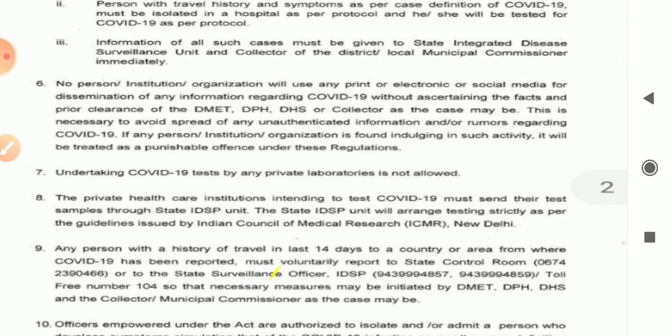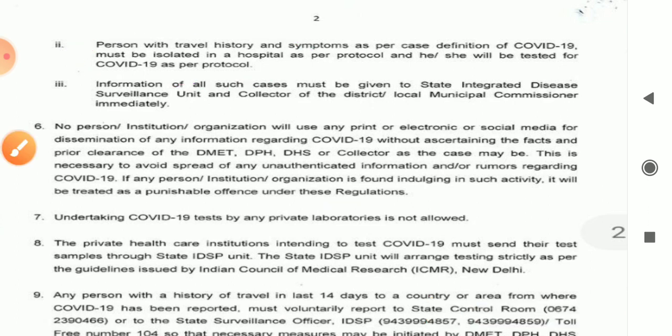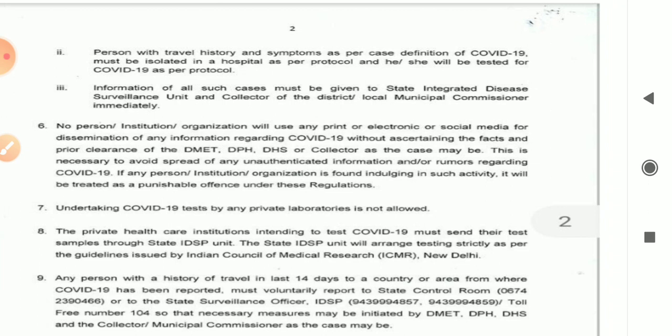In the next guideline, persons with travel history and symptoms as per the case definition of COVID-19 must be isolated in a hospital as per protocol. He or she will be tested for COVID-19 as per protocol. So as per protocol, the persons must be screened. Information of all such cases must be given to the State Integrated Disease Surveillance Unit and the Collector of the district and local municipal commissioners immediately. So these are the provisions under the Epidemic Disease Act, in the COVID-19 regulations taken by the Odisha government basing upon the Epidemic Disease Act of 1897.